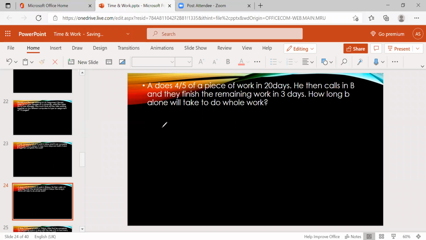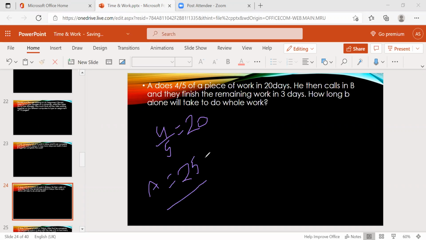So A is 4 by 5. 4 by 5 equal to 20. So total work of A equal to 4 parts is 20. 4 parts is 20. That means 1 part is 5. 5 into 5 is 25. So A completes the work in 25 days. And they worked for only 20 days. Remaining 5 days of work is there.